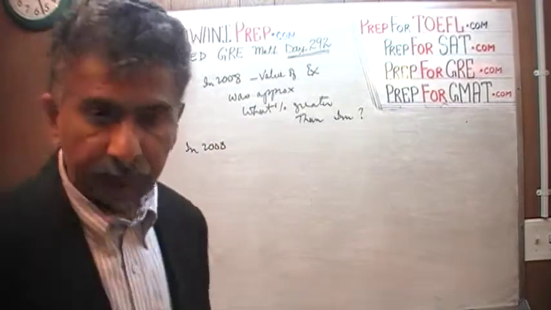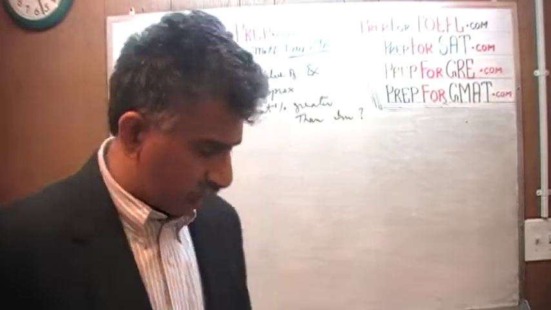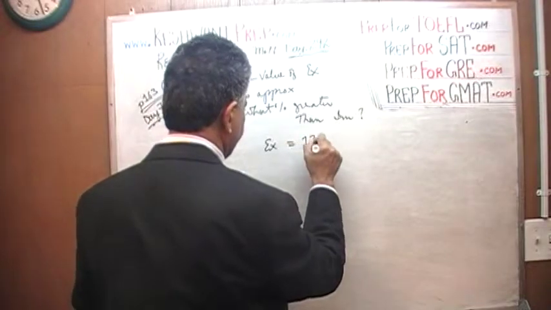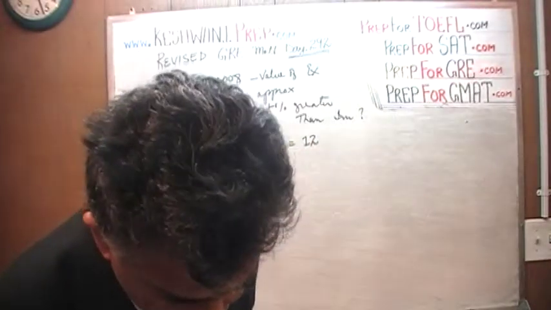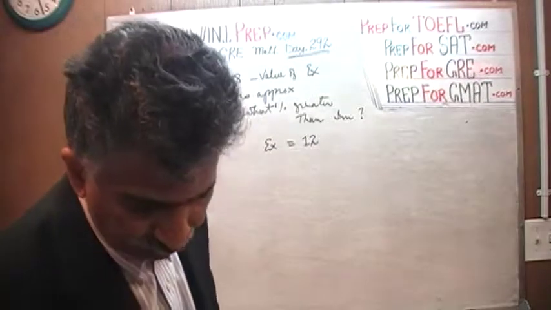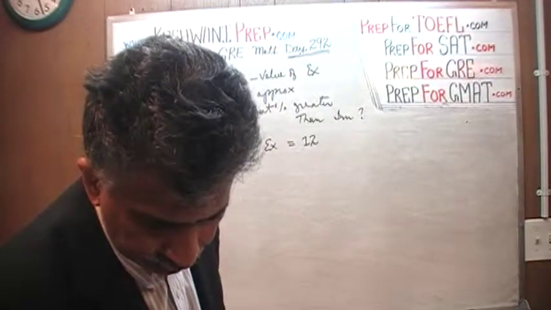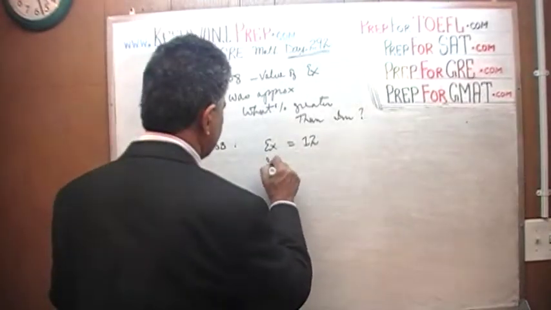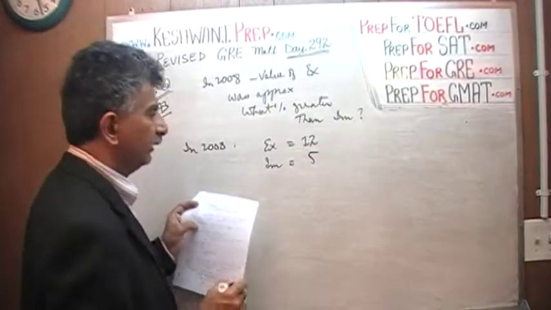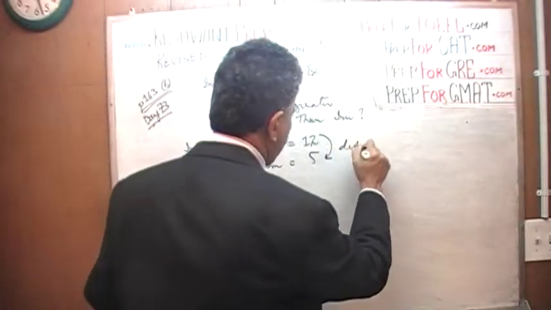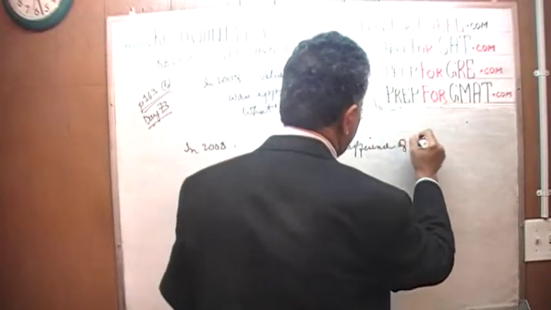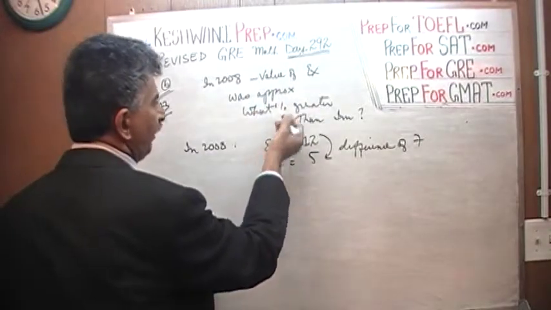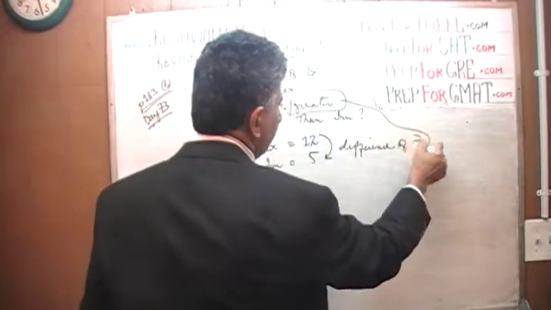Well, in 2008, if you look at the graph there on page number 162, you'll find that the exports were 12 billion, or 12 million, whatever the unit happens to be. In 2008, it is 12 billion, the solid line. And then on the dotted line, the import they show us is 5 billion. There is a difference of 7. The question is, in 2008, the value of export is approximately how much greater? It is greater by 7.